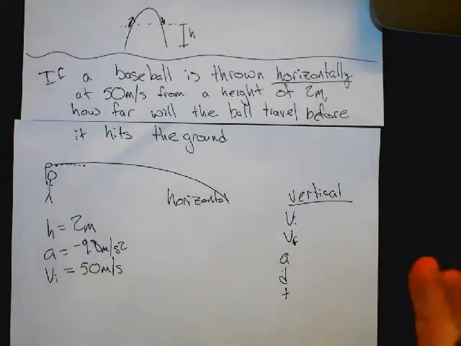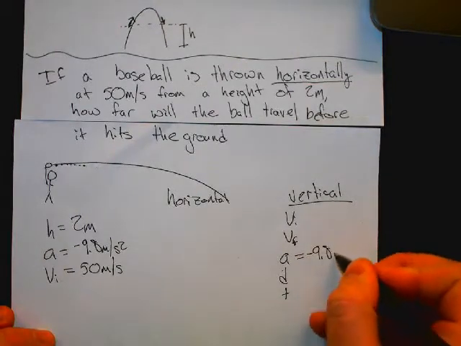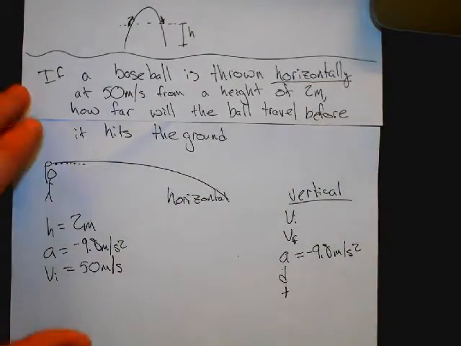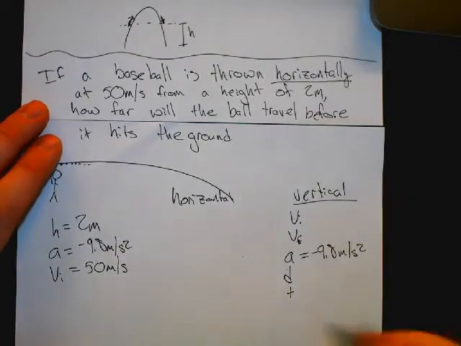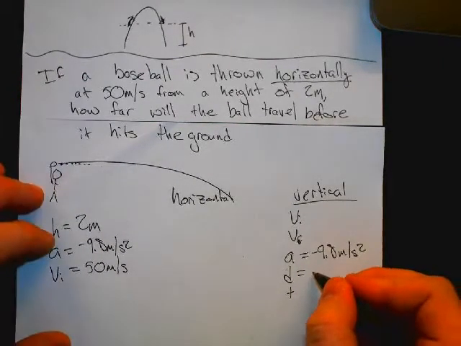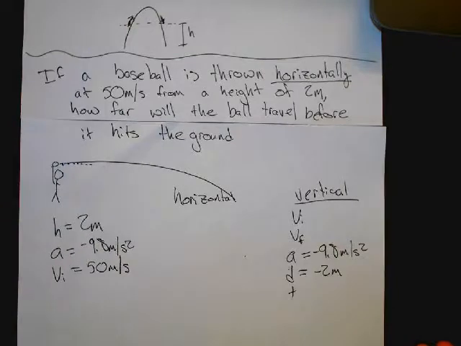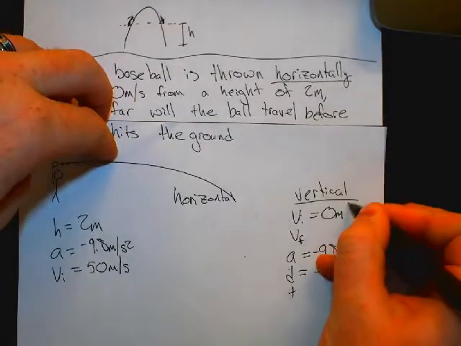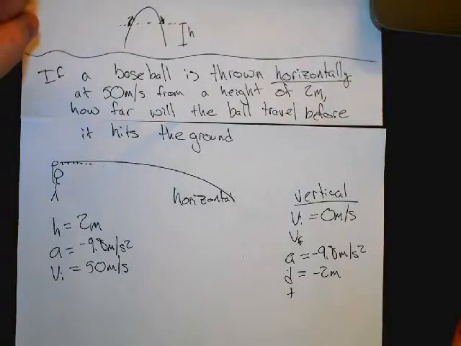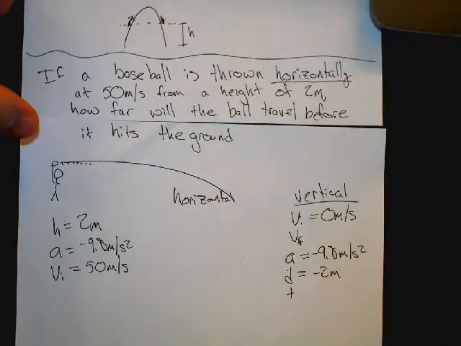What variables can I identify from our situation that exist just in the vertical dimension? Acceleration, there's our 9.8. Anything else I can identify just in the vertical? Distance, and I'm going to make this negative 2 meters because the ball is going to come down 2 meters, right? There's one other that I can identify from the vertical. All right, so there's no initial vertical velocity. It has to start dropping once he throws it.